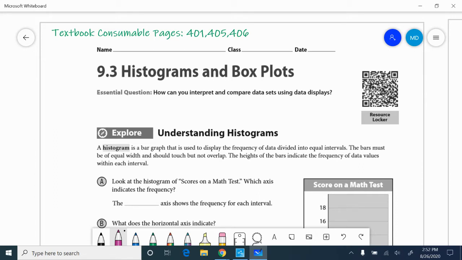So we want to first understand histograms. A histogram is a bar graph that is used to display the frequency of data divided into equal intervals. The bars must be of equal width and should not overlap, but they should touch. The heights of the bars indicate the frequency of data values within each interval.